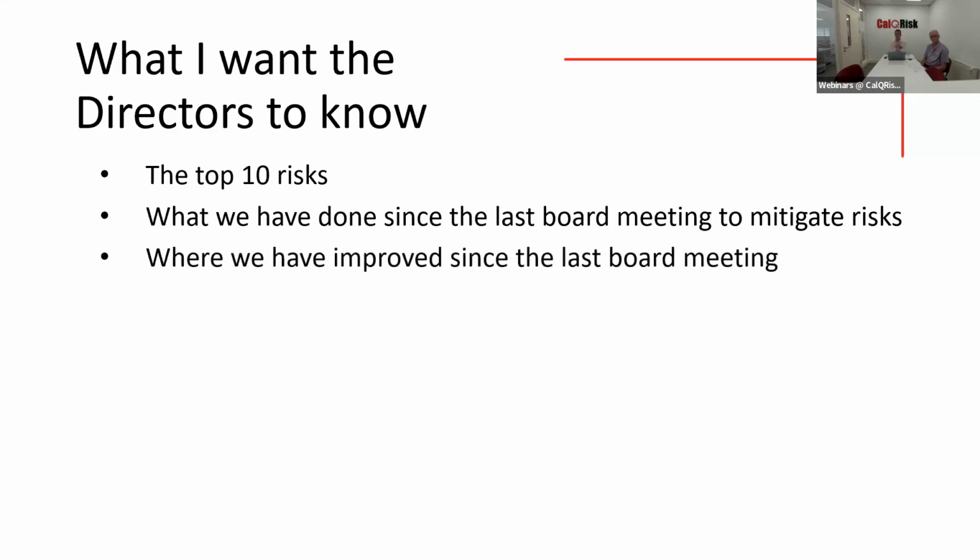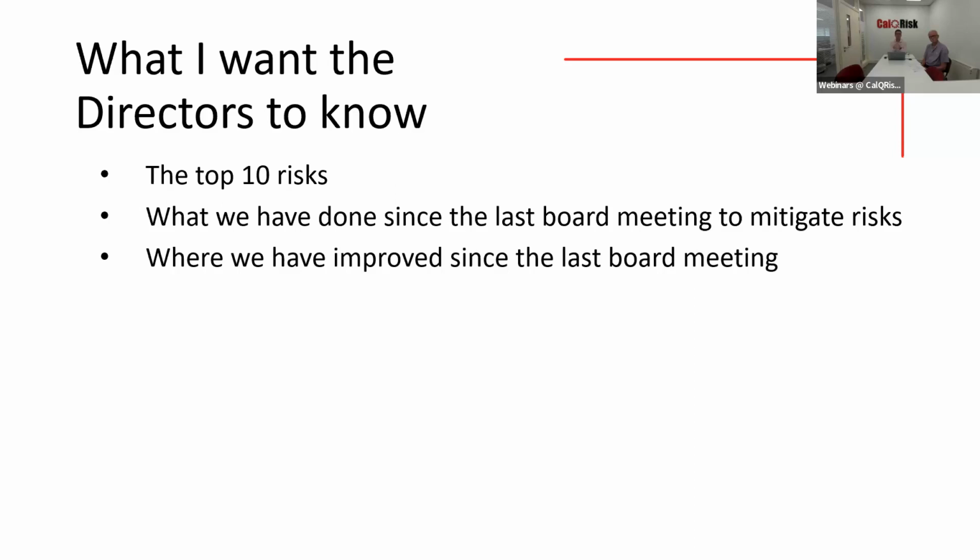Where have we improved since our last board meeting? So that's a bit of trend analysis. Are our top 10 risks trending downwards? Are our KRIs maybe trending downwards? So all of that management information that we're actually capturing, rather than just being static reporting, are we actually showing some trend analysis?